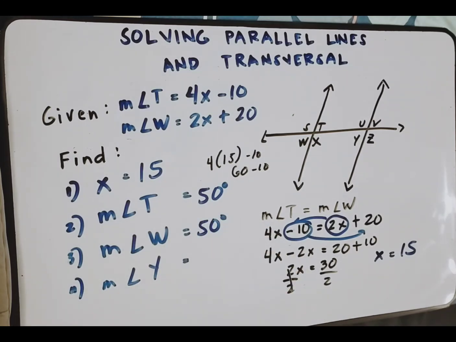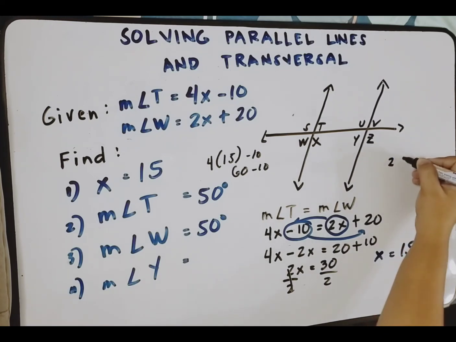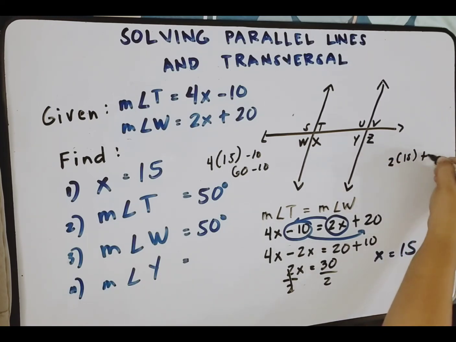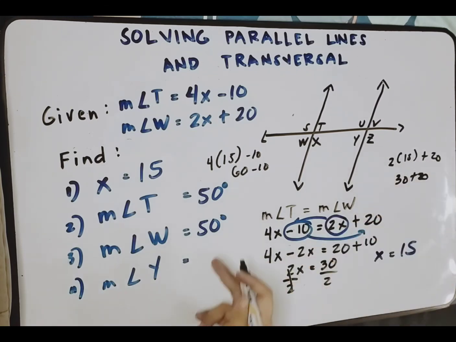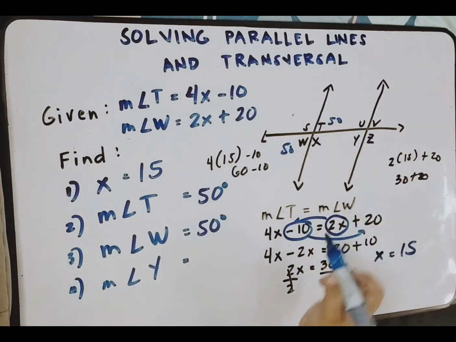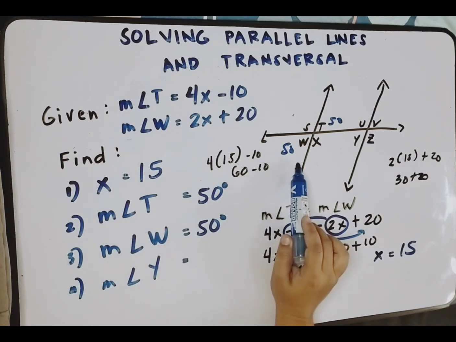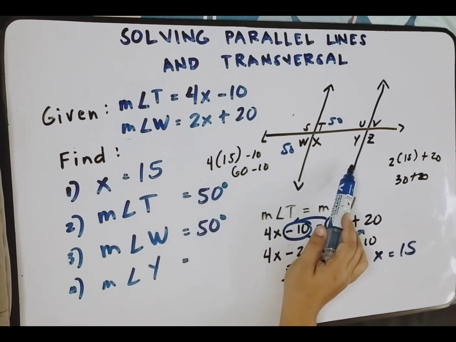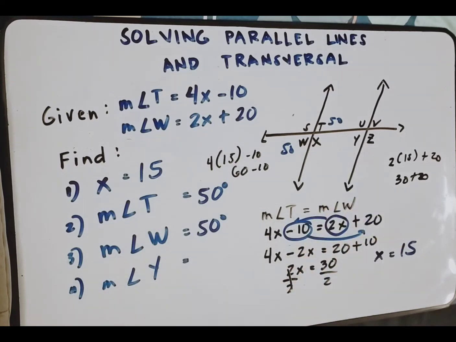But if you want, let's check: we have 2x, so 2 times 15 plus 20. 2 times 15 is 30 plus 20, so 50 degrees. Then, angle Y. If we have here 50 and 50, angle W and angle Y are corresponding angles, so they are congruent. Angle T and Y are alternate interior angles, also congruent. Therefore, angle Y is also equal to 50 degrees.